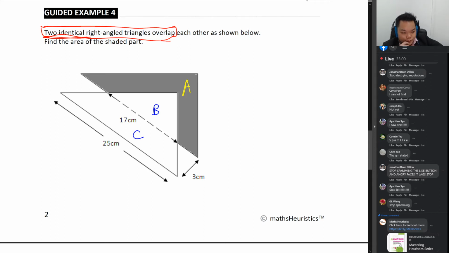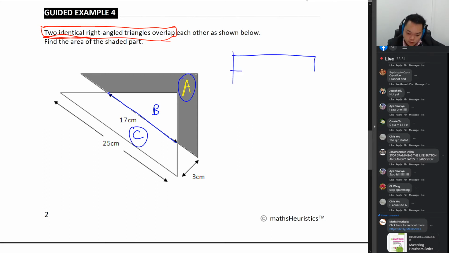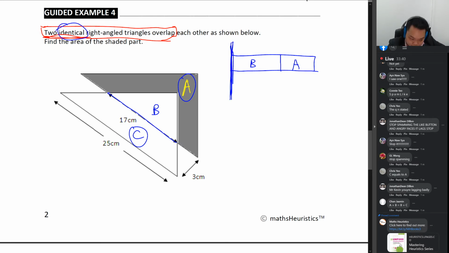Okay, are you able to find it out? So you want to find the area of the shaded part. What can be done from here? Okay, that is very good. The area of C is the same as the area of A. Okay, but there's a little bit of a twist to this. So the area of A is the same as the area of C. Then how do we visualize this? Now, both triangles have the same area because they are identical.